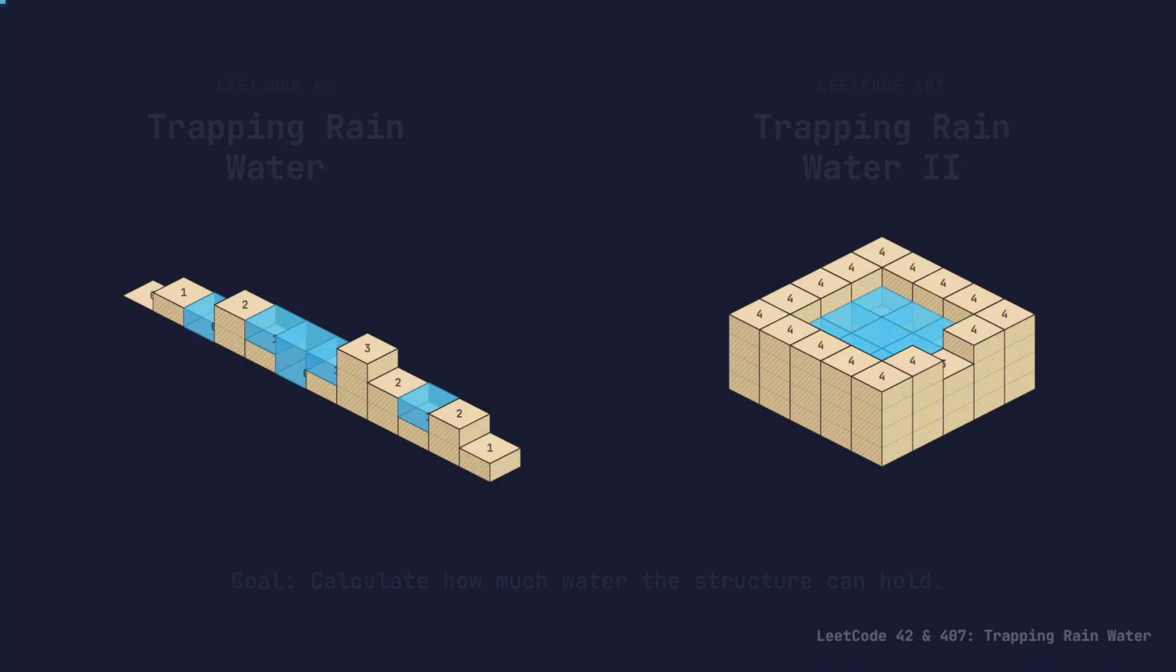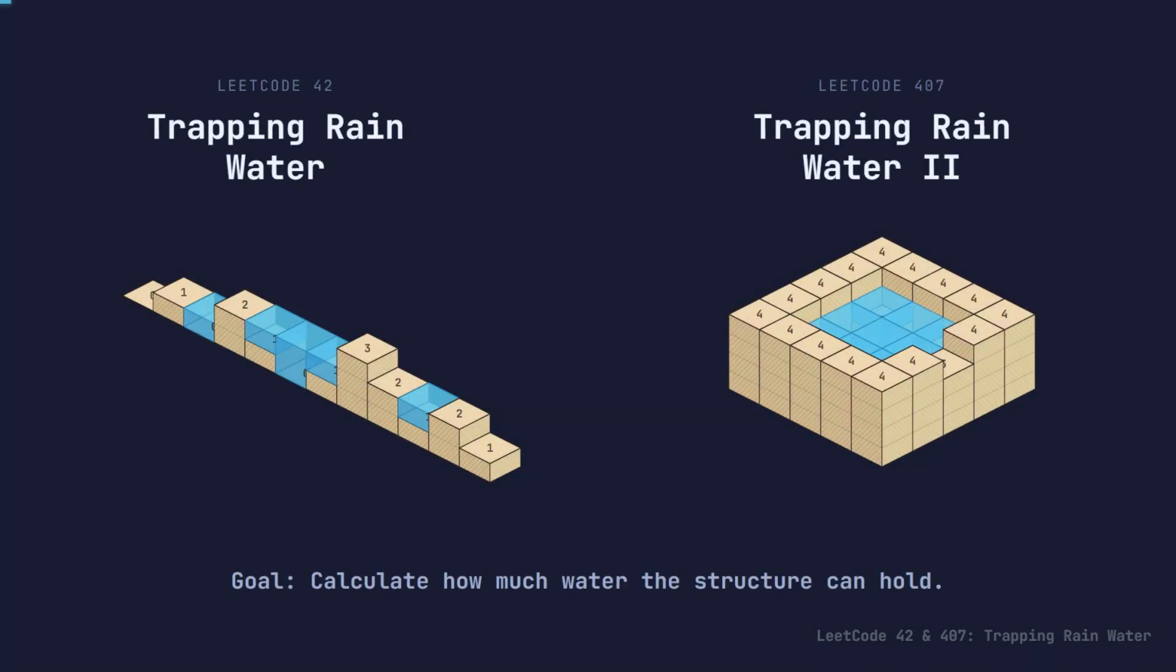In this video, we'll take a look at two highly popular problems on LeetCode that frequently appear in software engineering interviews. Their main idea is figuring out how to calculate trapped water inside uneven structures, but they differ in one key aspect. The first problem gives you a 1D array of heights, while the second gives you a full 2D matrix. We will walk through their optimal solutions step by step and compare these two problems with each other.